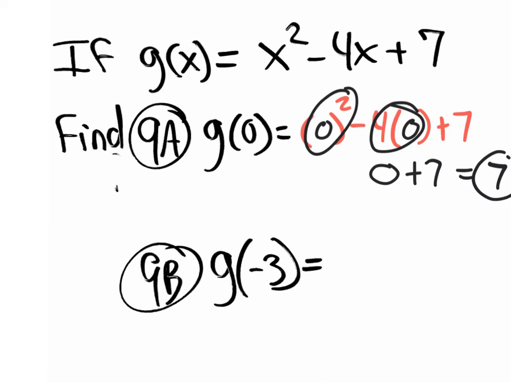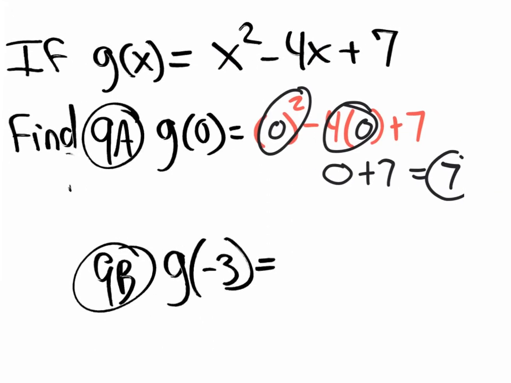So if we understand that g of 0 is just the notation that tells us to take the x and replace it with 0, you're going to take the 0, put it there, and put it there. What does g of negative 3 mean? Change the x to negative 3. So take that negative 3, put it right there. Take that negative 3, put it right there, and work it out. Again, use parentheses.